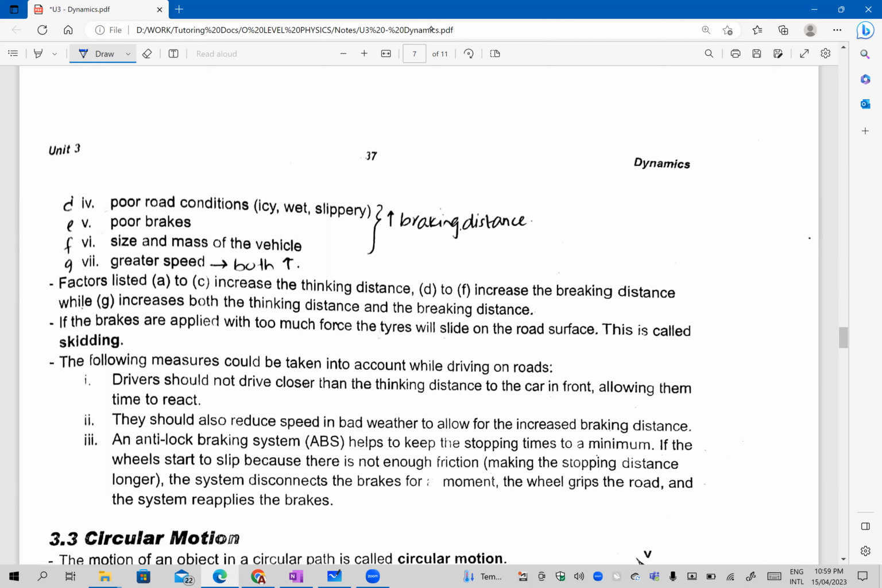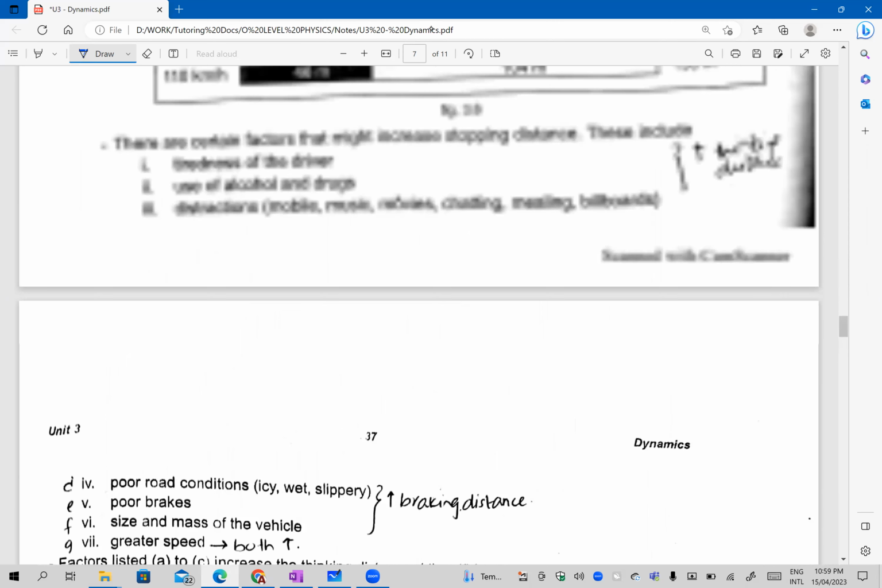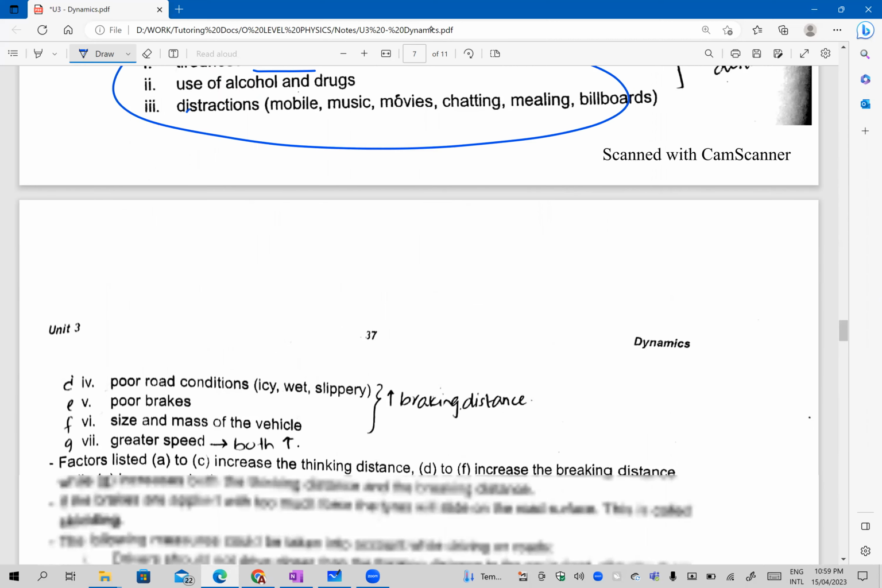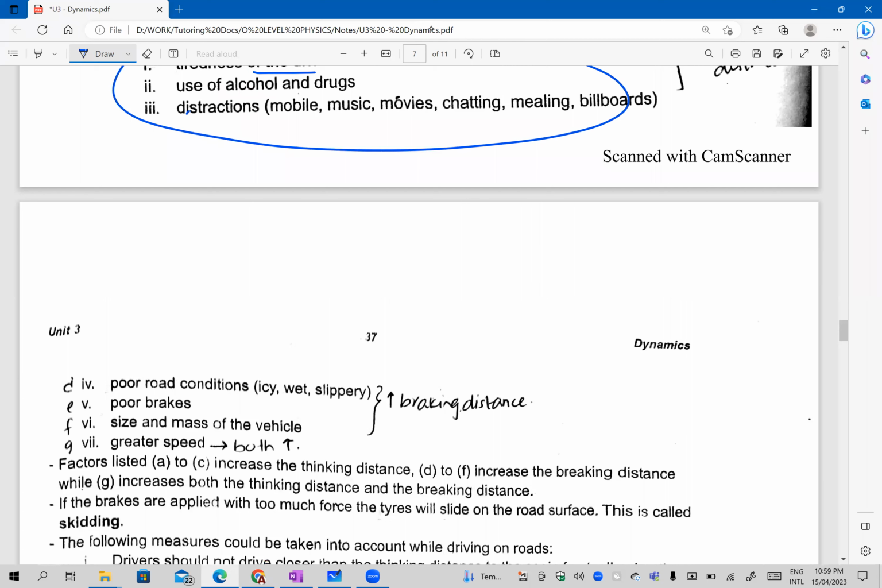So you see, 1, 2, and 3, these three cause the thinking distance to increase. 4, 5, and 6, they cause the braking distance to increase. And the last one, if the car is moving at greater speed, it will increase the thinking as well as the braking distance.